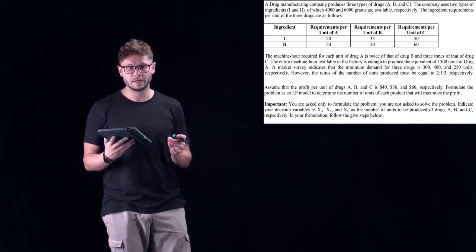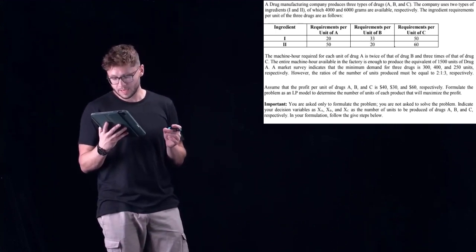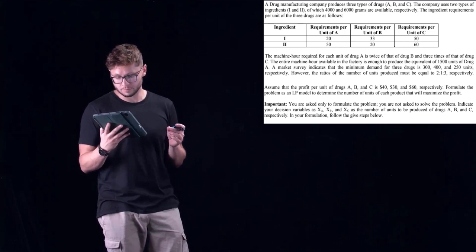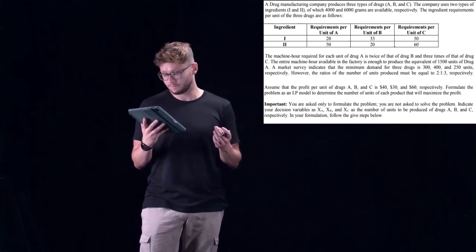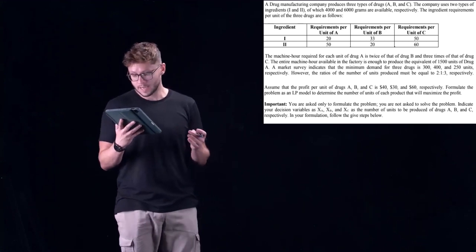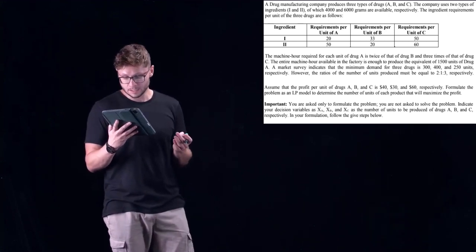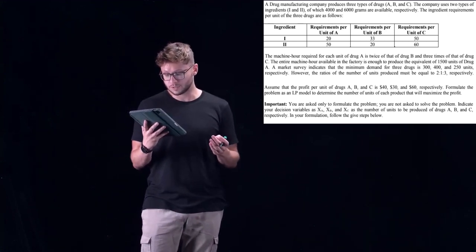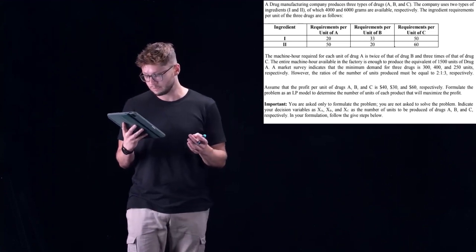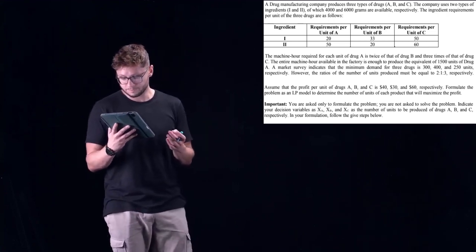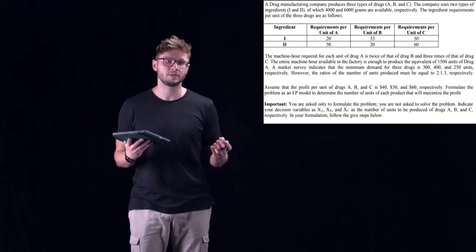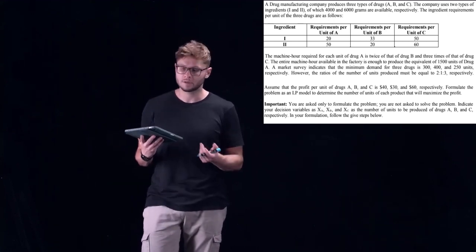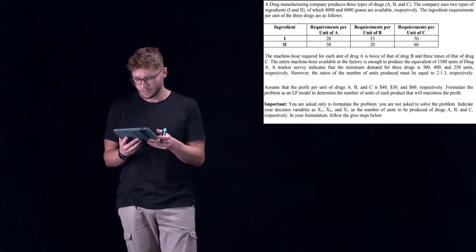Here they specify that you are strictly asked to only formulate the problem. You are not asked to solve the problem. Indicate our decision variables, XA, XB, and XC, as the number of units to be produced of drugs A, B, and C respectively. And in our formulations, we should follow the given steps. The steps are given in the questions A, B, and C, as you'll see as the question goes forward.